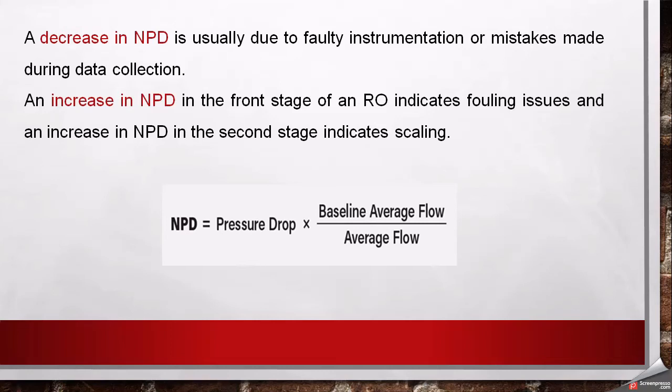An increase in NPD in the front stage of a reverse osmosis system indicates fouling issues, and an increase in the NPD in the second stage indicates a scaling issue. And NPD, normalized pressure differential, can be calculated with this formula: the pressure drop which comes from the instrumentation multiplied by baseline average flow and divided by average flow. Using this formula, we can calculate our third important parameter, which is NPT.